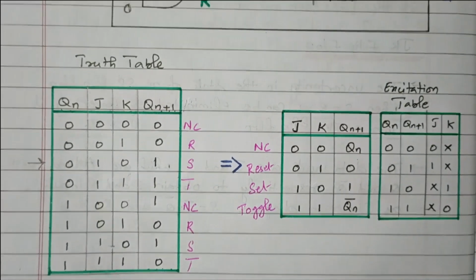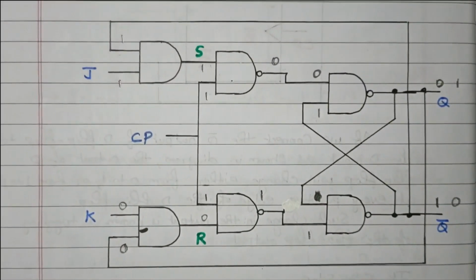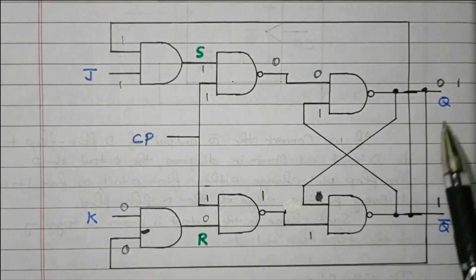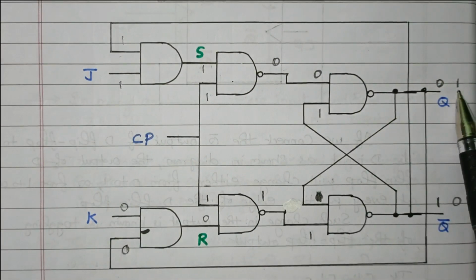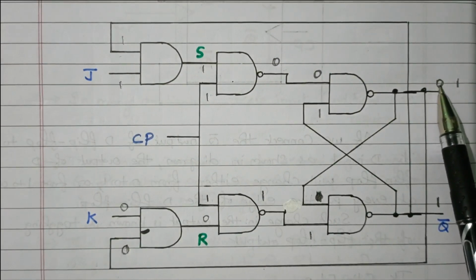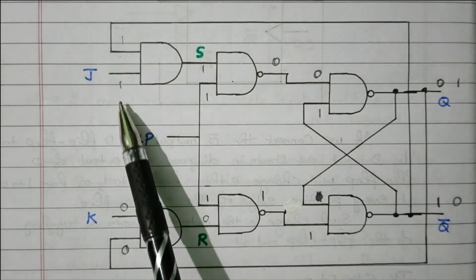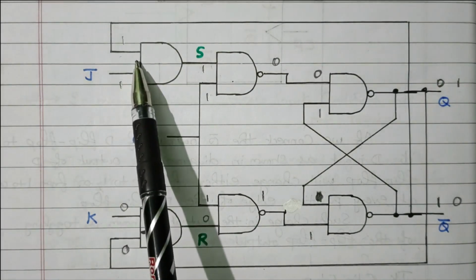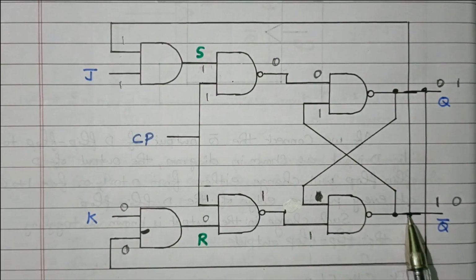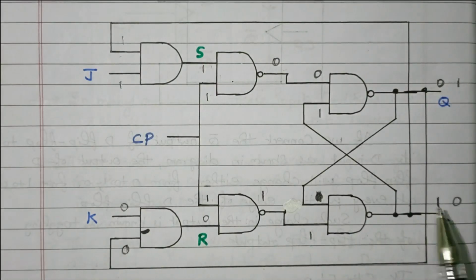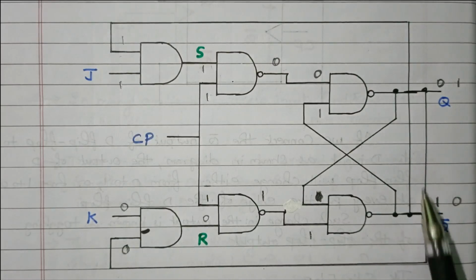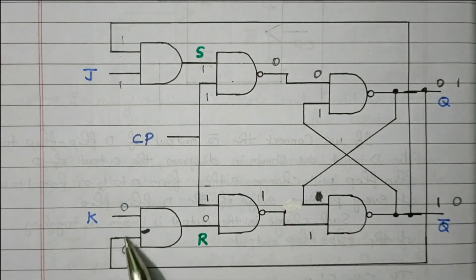Now we'll check with this logic diagram. J is 1, K is 0. The output is 0. It should be changed to 1. We have to check whether this present state 0 changes to next state 1 for this combination, J equal to 1 and K equal to 0. So with J 1, the one more input is Q bar. Q is 0, means Q bar is 1. So here we get 1. K equal to 0, one more input is Q. Q is 0. So here both are 0.